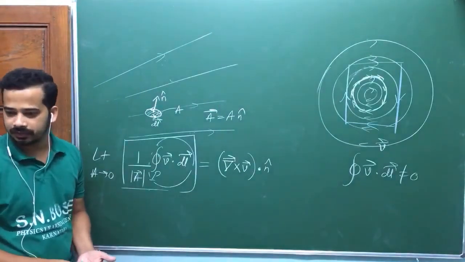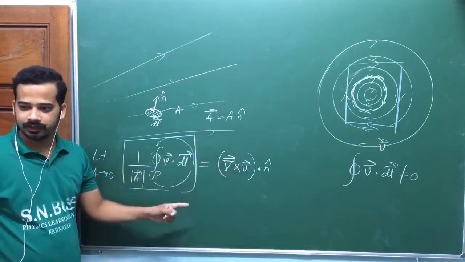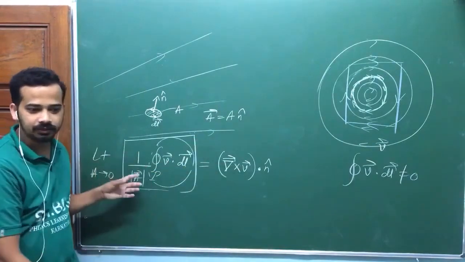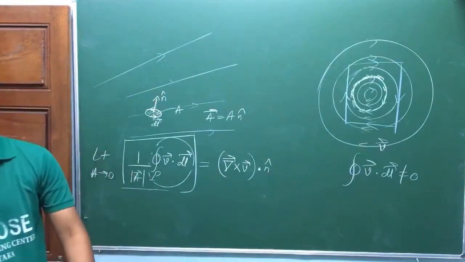Why have I done this one? Can you guess? Later I'll take the area to that one. I'll do a surface integral and I will enlarge this one. That will become your Stokes theorem. Is that okay? That's what I'm doing here.